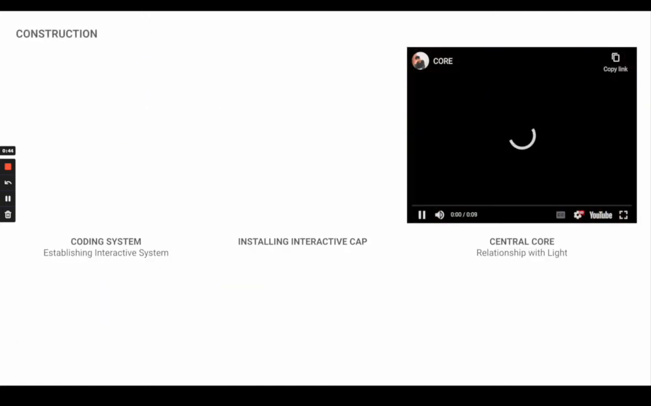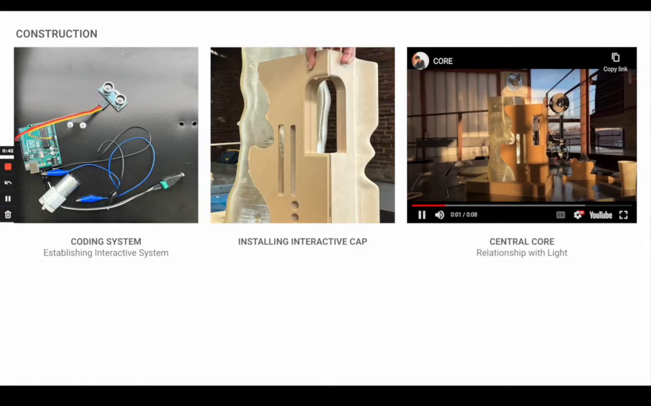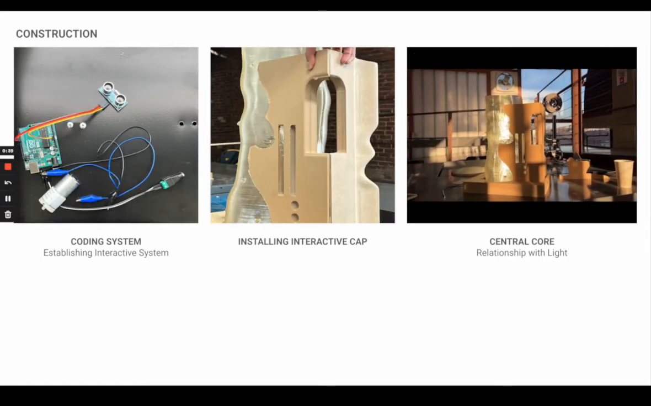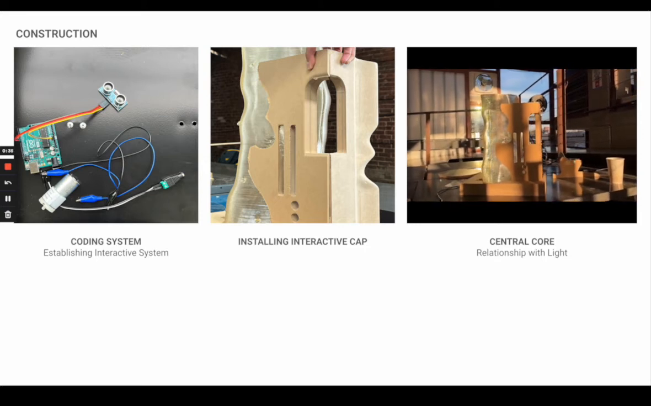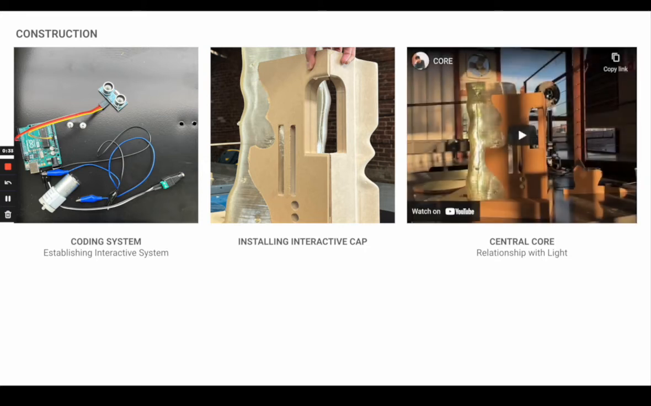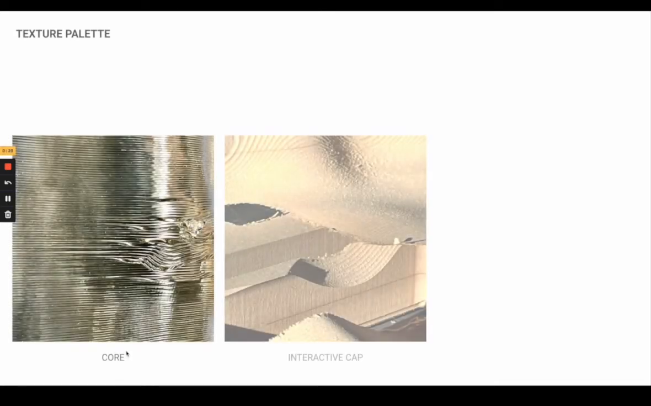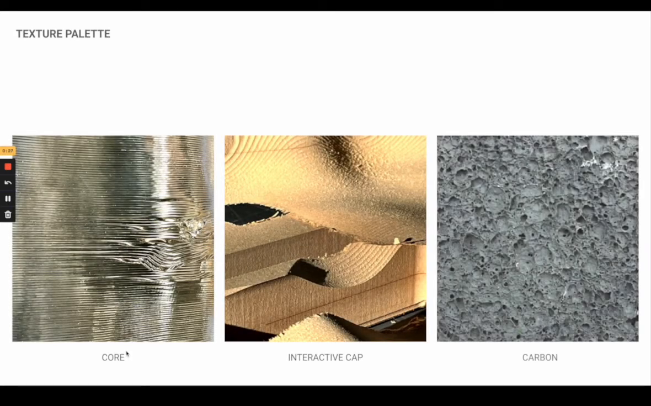The construction has three components: the system, the interactive cap, and the core. There is an extreme contrast between the core and the cap, building the relationship of the core and light. The aim of the textures is essentially to let the core be central to the experience, as it would flow to different levels, blurring the boundaries between the disciplines.